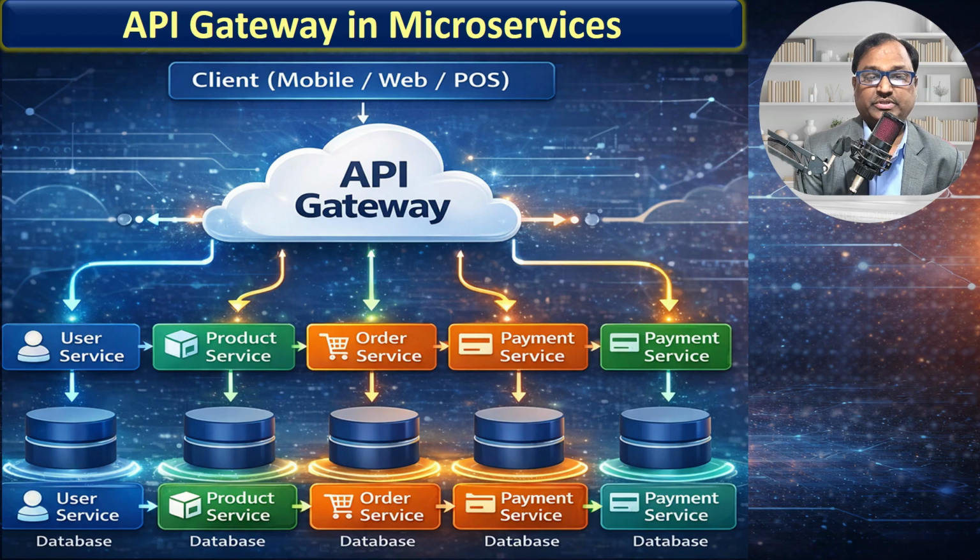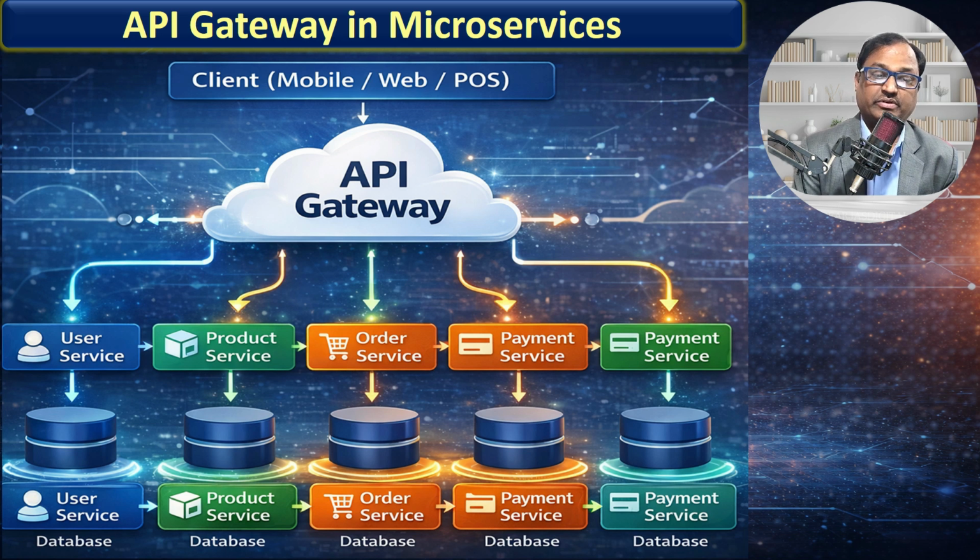Mobile apps, web apps, and POS systems send requests to the gateway. The gateway routes the request to the appropriate microservices. Example, in this diagram, the client sends a request which first reaches the API gateway. The API gateway then routes the request to the appropriate microservice.